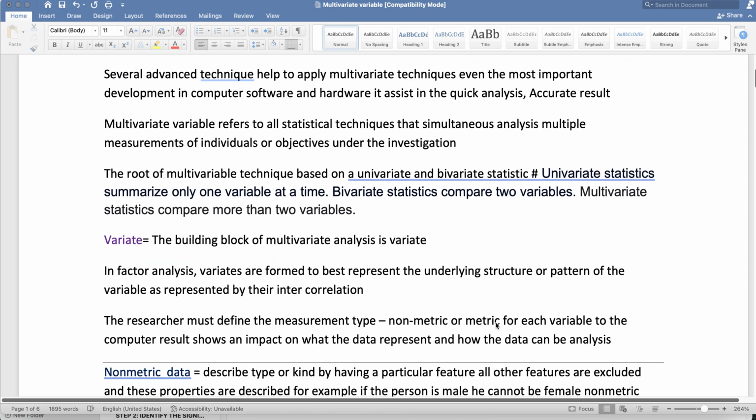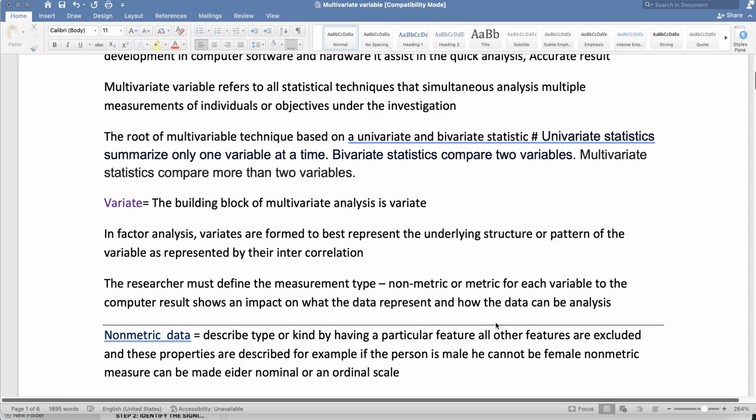Let's talk about what univariate and bivariate are. Univariate statistics summarize only one variable at a time. Bivariate statistics compare two variables. Multivariate statistics compare more than two variables. If we talk about the variate, the building block of multivariate analysis is the variate.